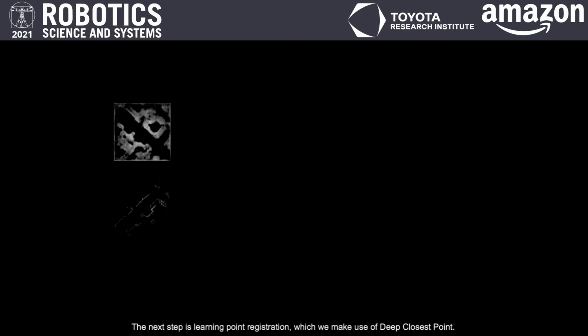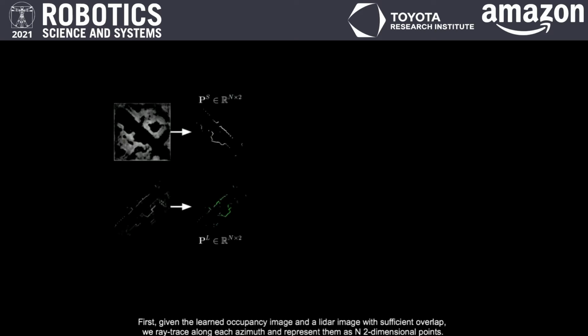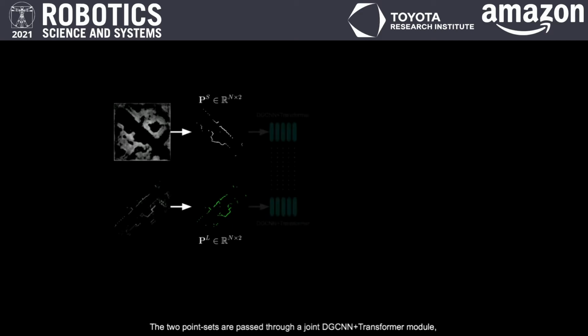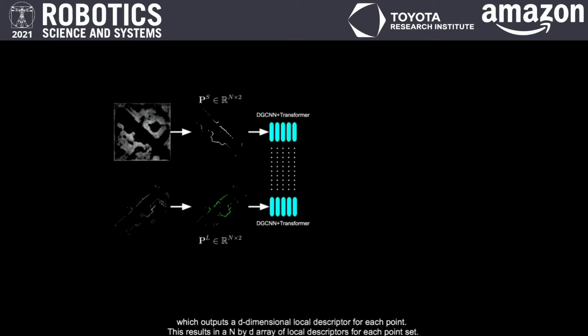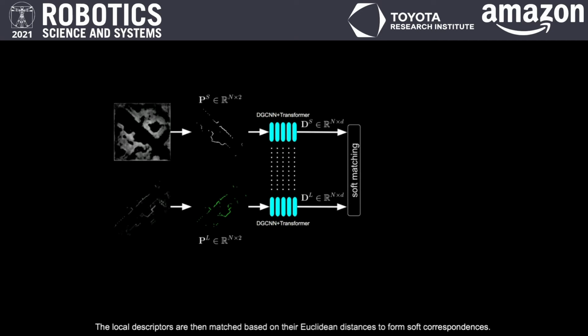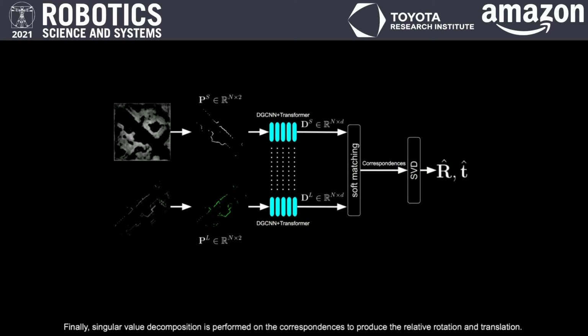The next step is learning point registration, for which we make use of Deep Closest Point. First, given the learned occupancy image and a LiDAR image with sufficient overlap, we ray trace along each azimuth and represent them as n two-dimensional points. The 2 point sets are passed through a joint DGCNN plus transformer module, which outputs a d-dimensional local descriptor for each point. This results in an n by d array of local descriptors for each point set. The local descriptors are then matched based on their Euclidean distances to form soft correspondences. Finally, singular value decomposition is performed on the correspondences to produce the relative rotation and translation. We apply an L1 loss on the pose for training modules associated with DCP.